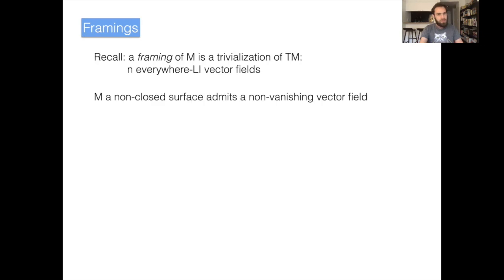So for surfaces, this turns out to be particularly easy to describe. If you have a non-closed surface, so you want something with at least one boundary component or puncture, then regardless of the Euler characteristic, you can construct a non-vanishing vector field. If the manifold is also orientable, then you don't even need to specify two different linearly independent vector fields. You just need to specify one, and then you get the second one for free. By using the orientation, you can differentiate between going 90 degrees clockwise and 90 degrees counterclockwise. And so the upshot of this is that every non-closed orientable surface is frameable.